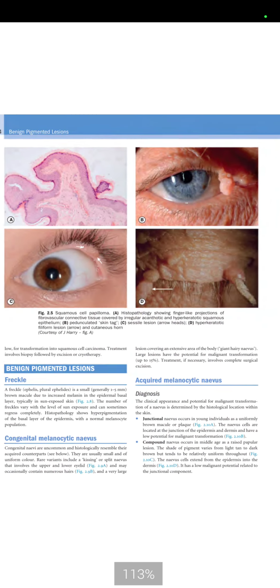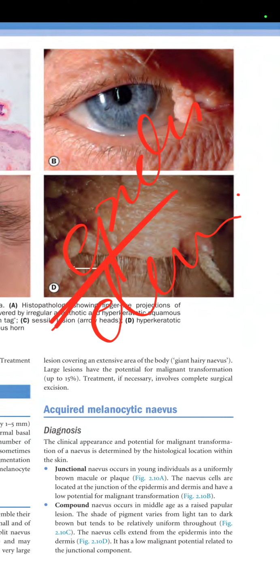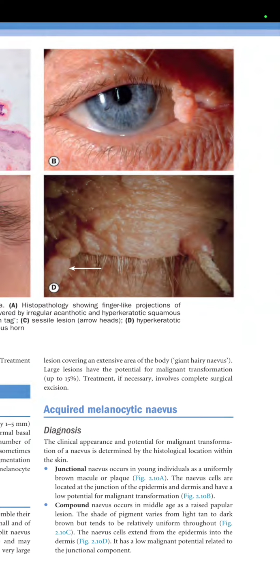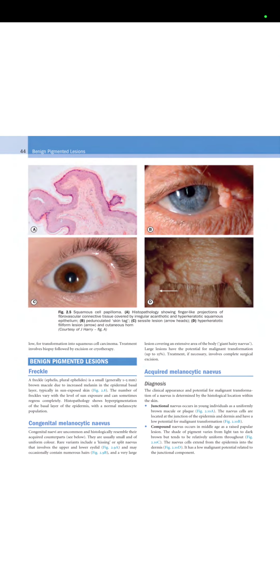So there is epidermis and dermis. Junctional means that between the epidermis and the dermis there will be the nevus cell. Compound means that both the epidermis and the dermis contain the nevus cell. And intradermal means only the dermis will contain the nevus cell.